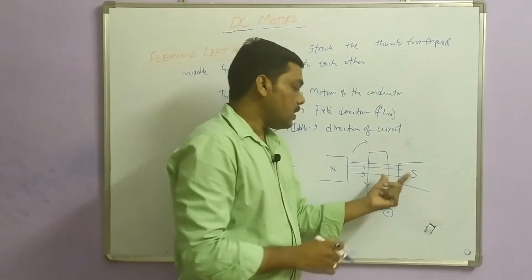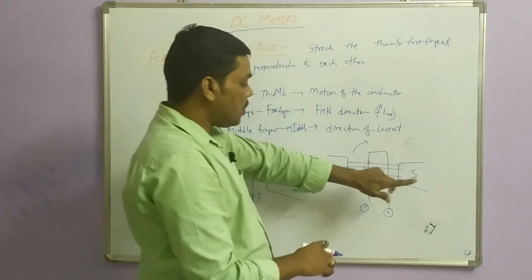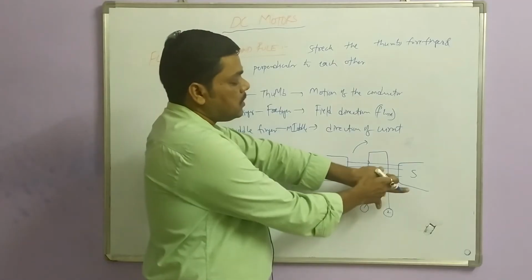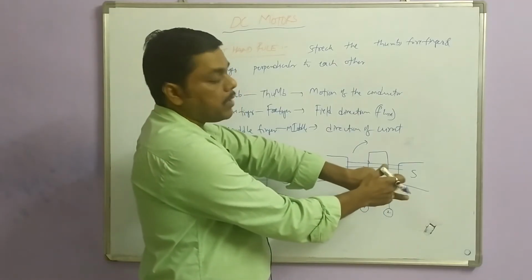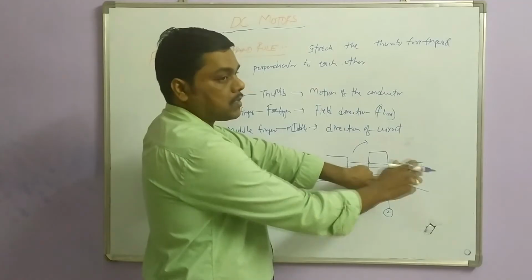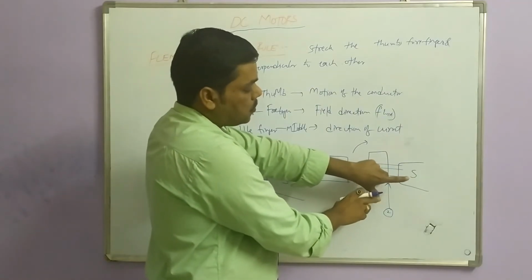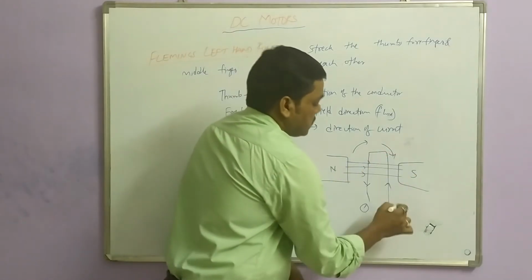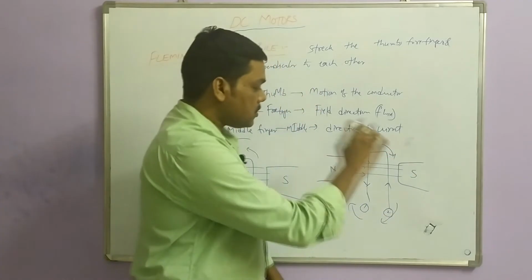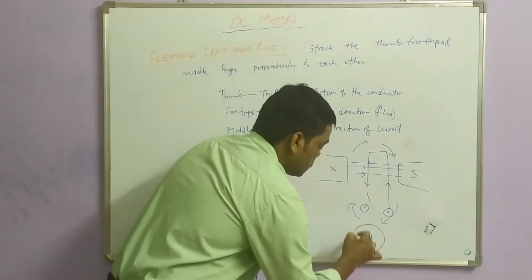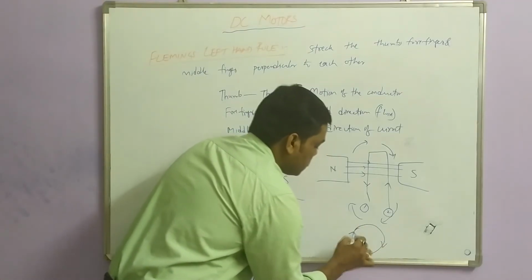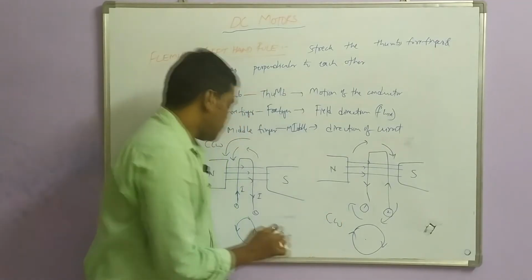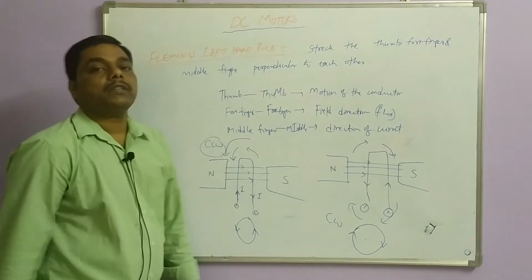Now if the current is entering and the flux direction is north pole to south pole, this will be the representation. The current entering is shown by the middle finger, the forefinger shows the flux direction, and the direction of force, that is the motion of the conductor, is downwards. Now what is the total rotation? The total rotation will be like this. This is the clockwise direction, and earlier it was the counterclockwise direction.